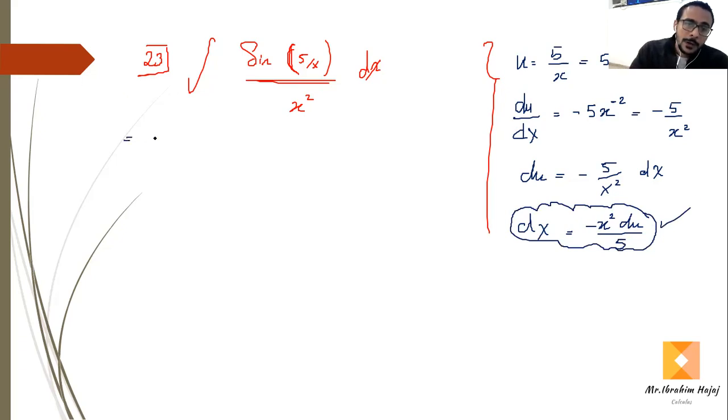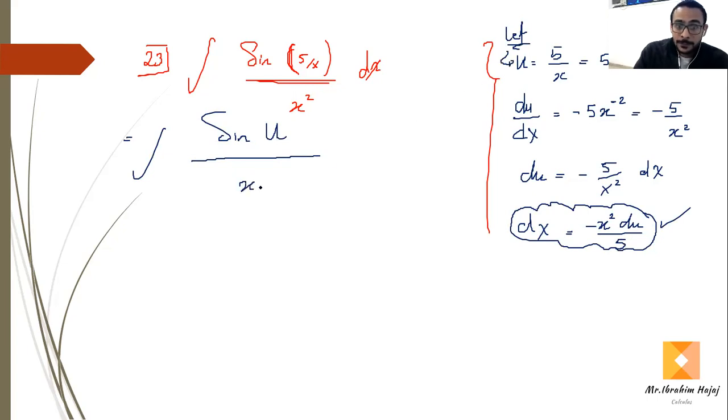Now let's go to the equation. Sine u, and 5 over x is u now. Sine of 5 over x squared times dx, which is x squared over negative 5 times du. Now cancel x squared with x squared.